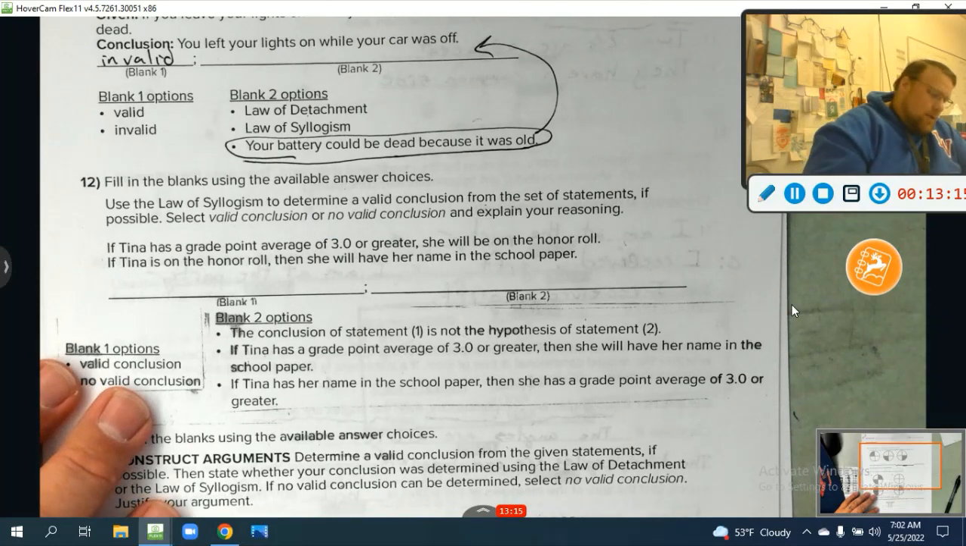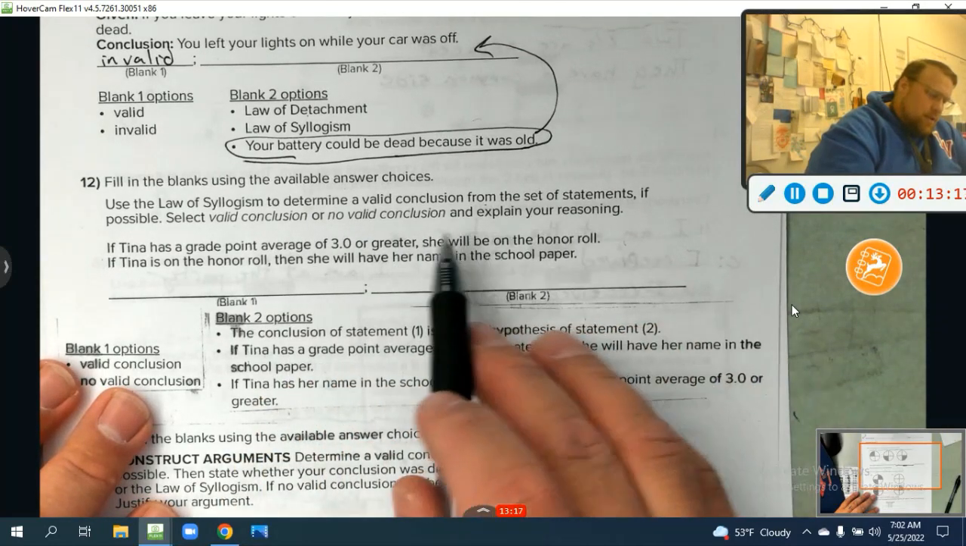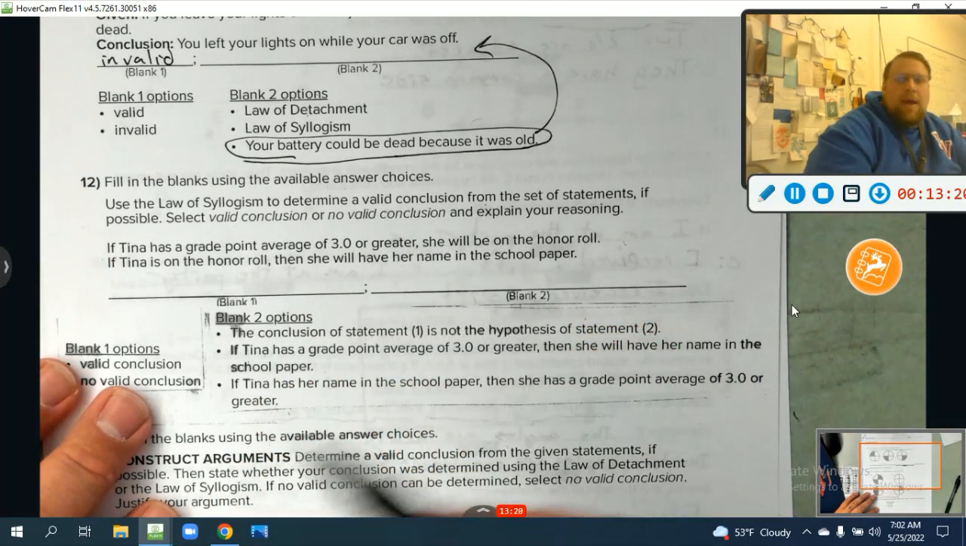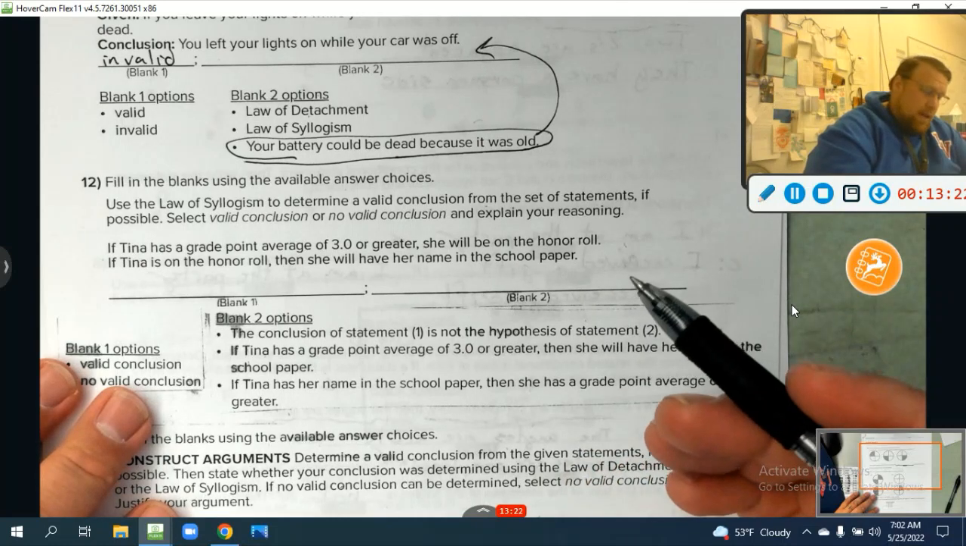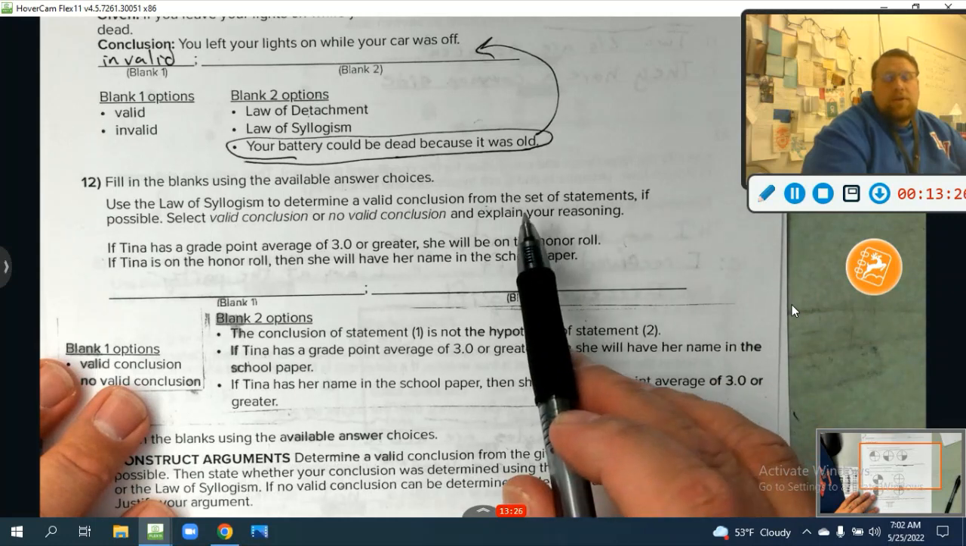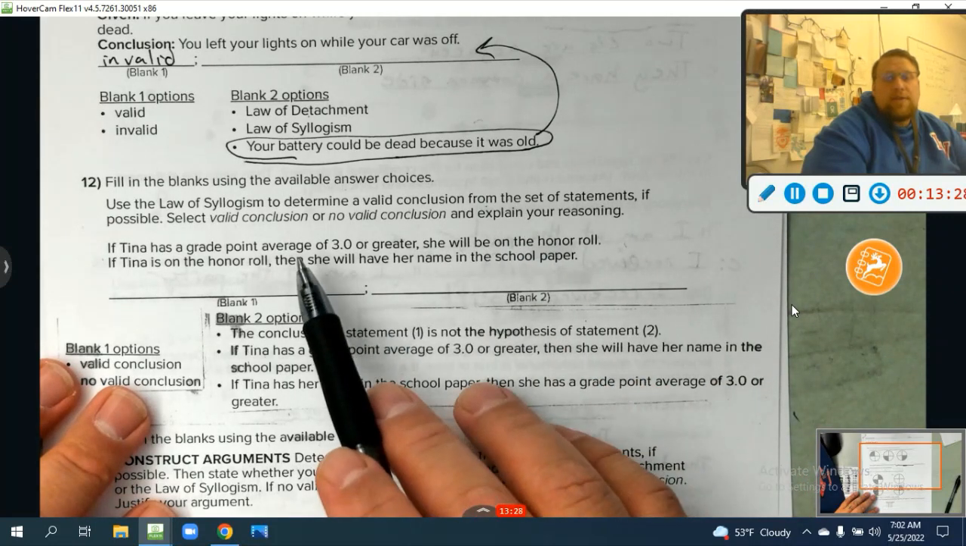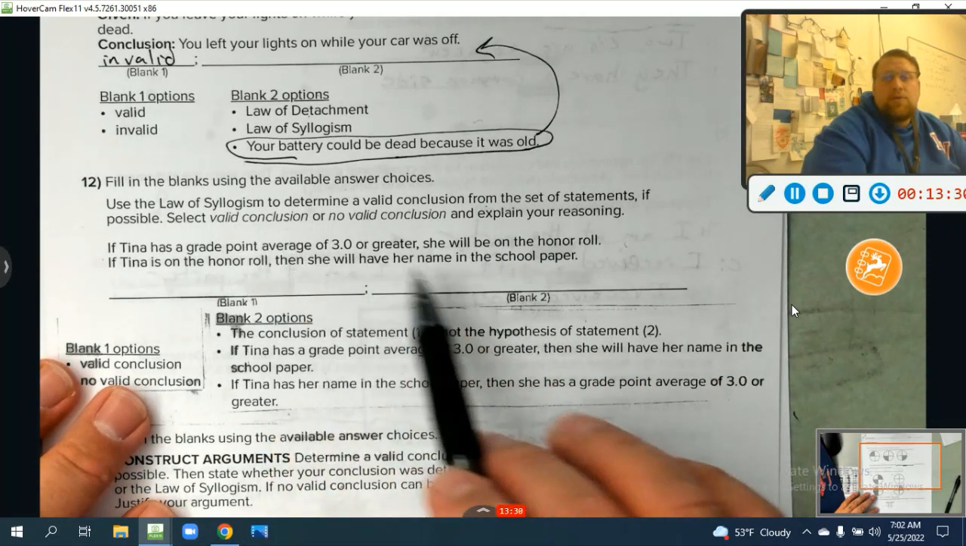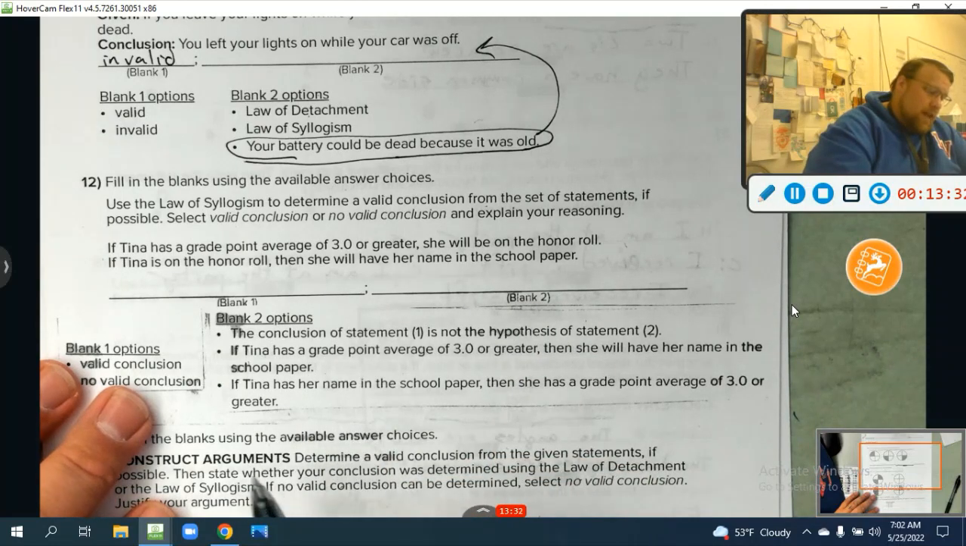And then the last one, use the law of syllogism to determine a valid conclusion. So we're going to make a valid conclusion or not make a valid conclusion. The trick of syllogism is the conclusion of the first statement has to match the hypothesis of the second statement to be able to draw a valid conclusion. Let's see if that happens.